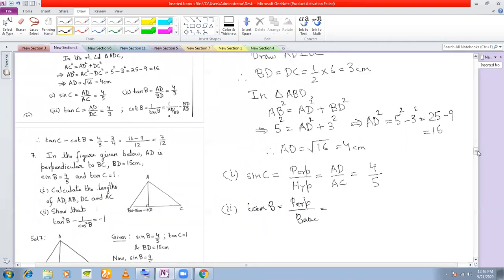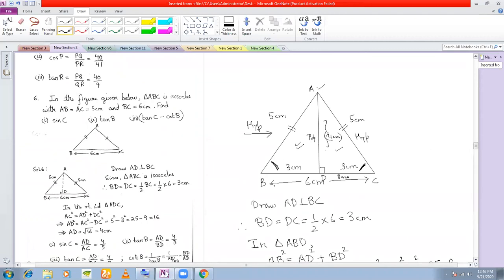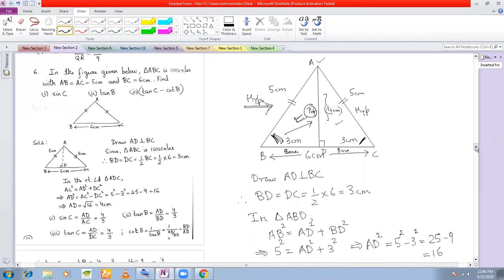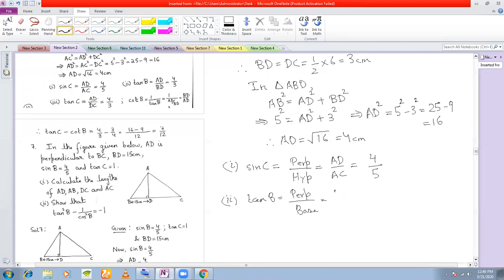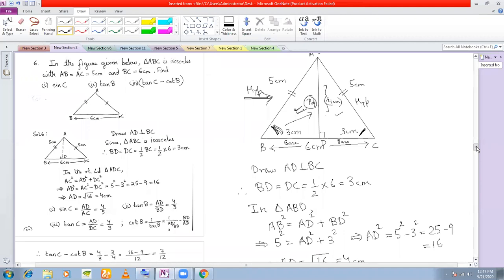Now which one is the perpendicular, which one is the base? If you are talking about this angle B, then opposite to this is your perpendicular. So this remains a perpendicular for this right angle triangle, and this is our hypotenuse. So this becomes our base. Perpendicular by base: the length of the perpendicular is AD and the length of the base is BD. So this is equal to AD by BD, which is equal to, the length of AD we have found as 4 and the length of BD here is 3 centimeters.